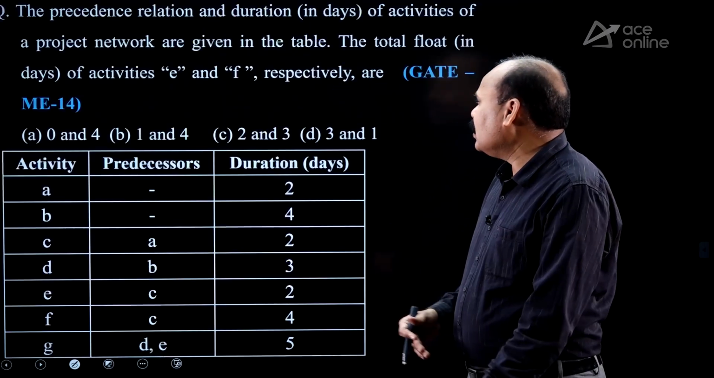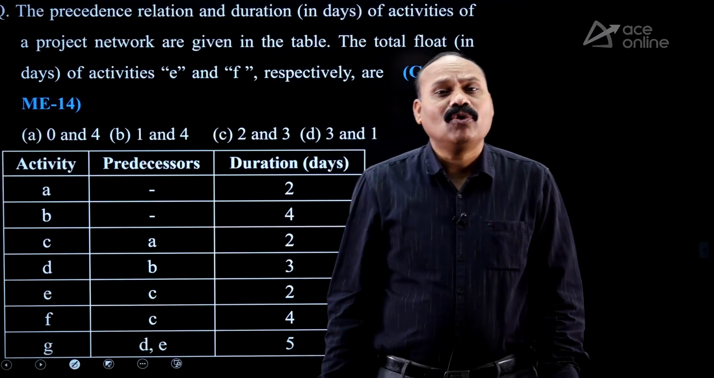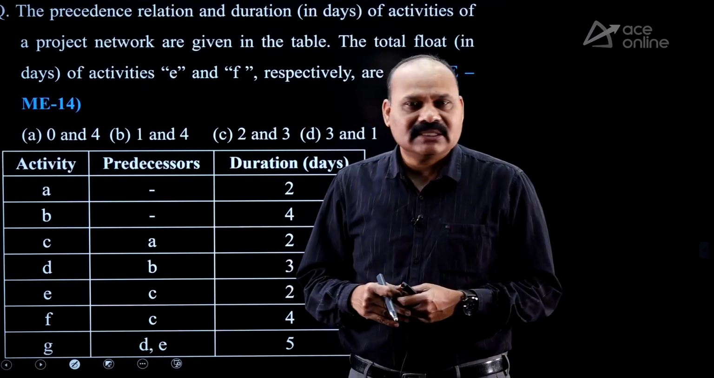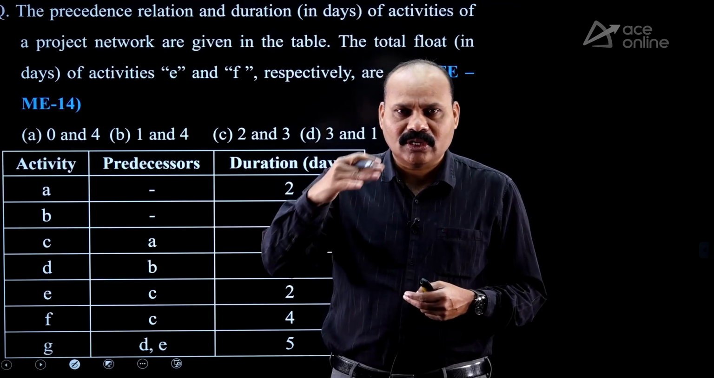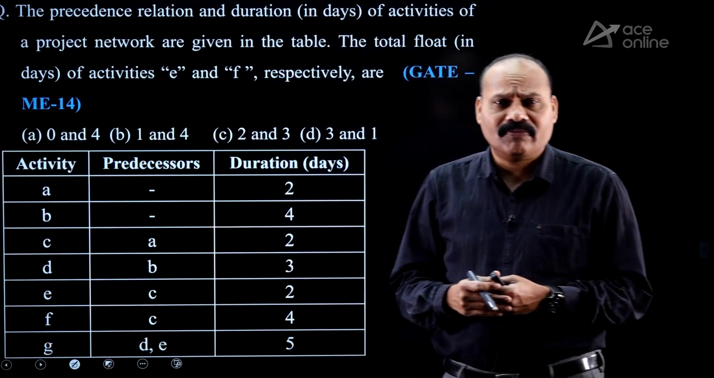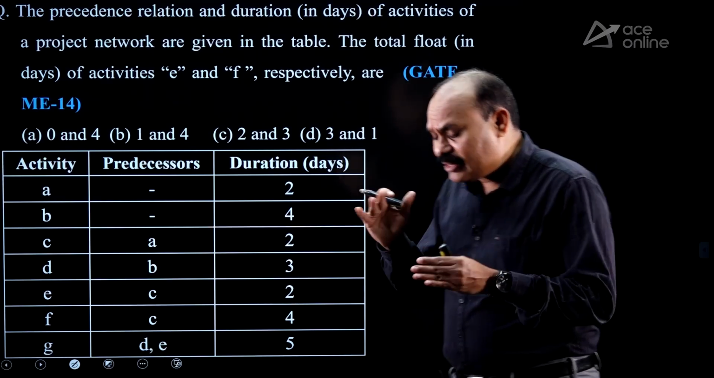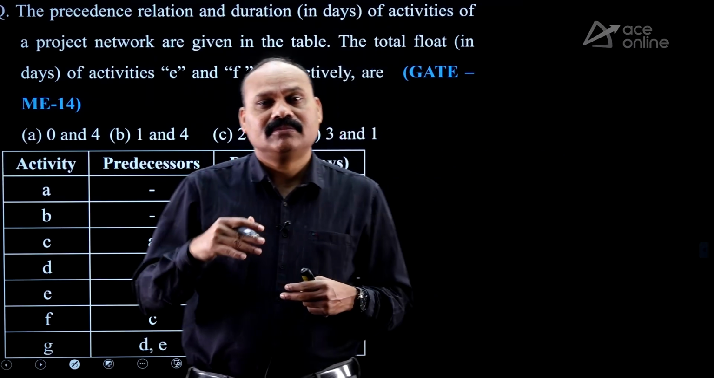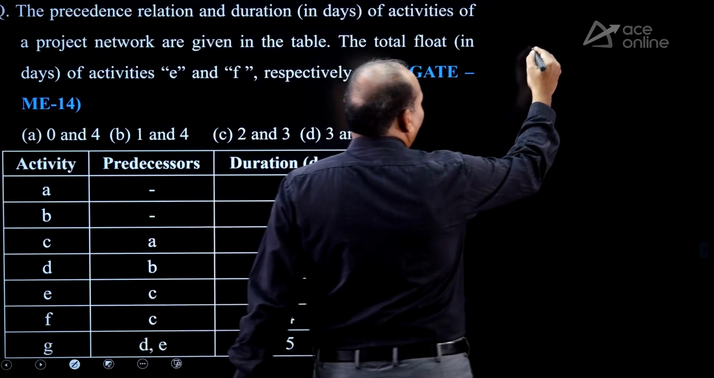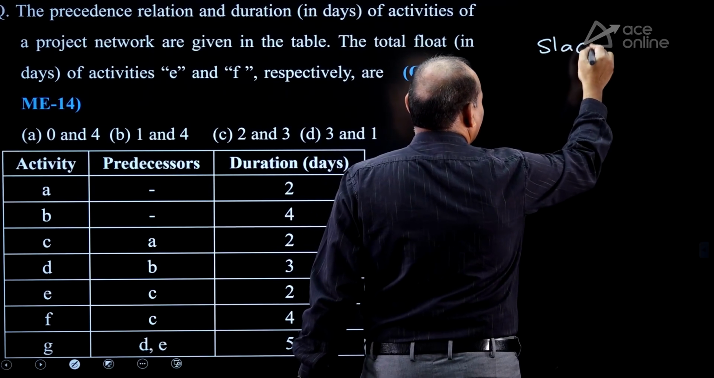The next version is float: total float, free float, independent float. Such kind of question we generally get. So how do you manage total float, free float, independent float? In case of float calculation, it is a type 2 question: float calculations, slack and float.